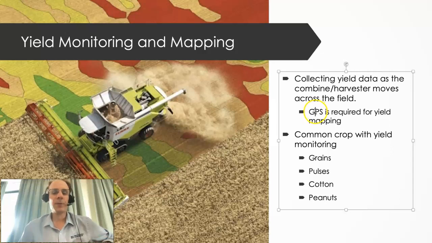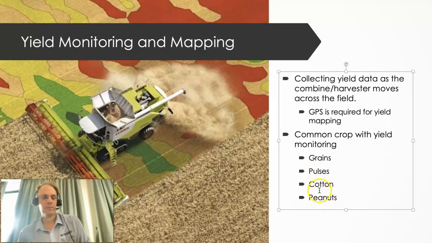Some common crops that we use yield monitoring and mapping in are grains, rice, wheat, corn, pulses, mung bean, soybean, cotton, and peanuts.